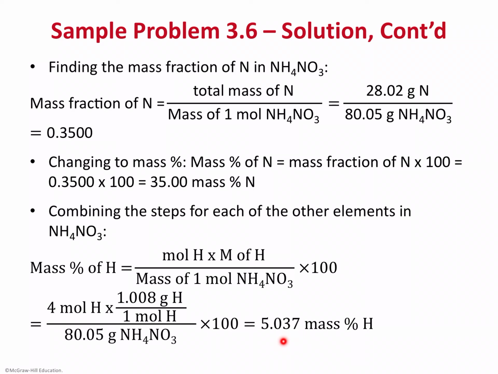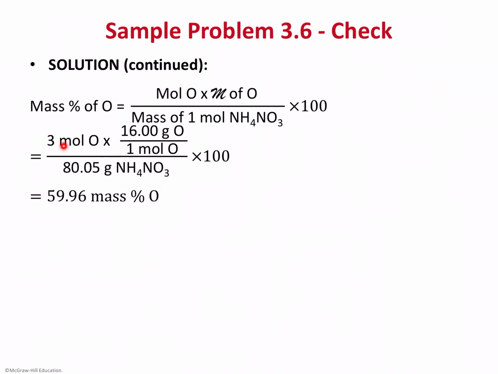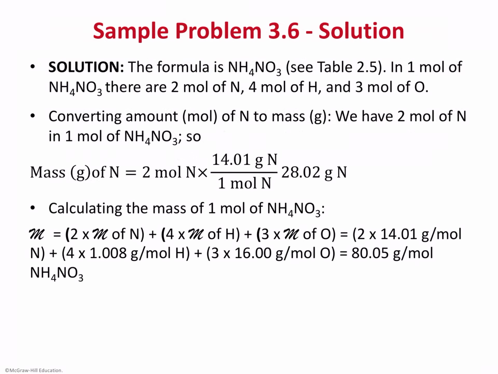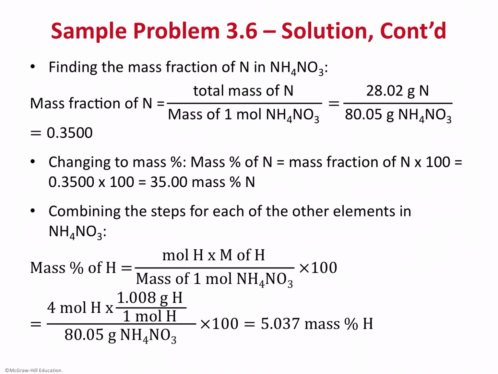Similarly, we can find the mass percent of oxygen. In ammonium nitrate, there are 3 oxygens, right? So you multiply 3 times 16, and you divide by 80, which is the mass of ammonium nitrate, times 100. That will give you the mass percent of oxygen, 59.96. If you add up this 59.96 and 5.037 over here, and also 35, they should all add up to 100%.